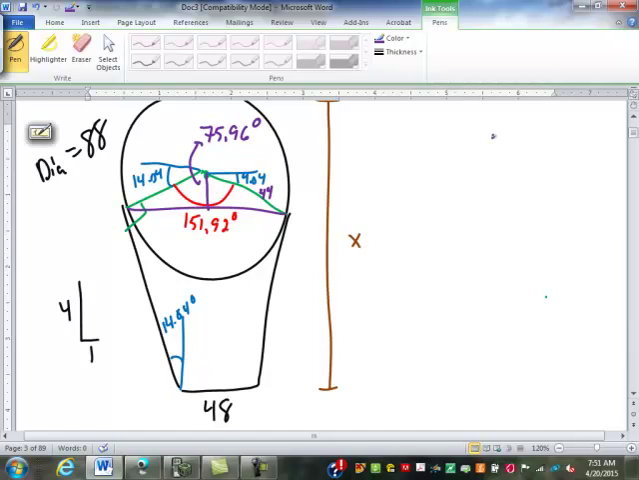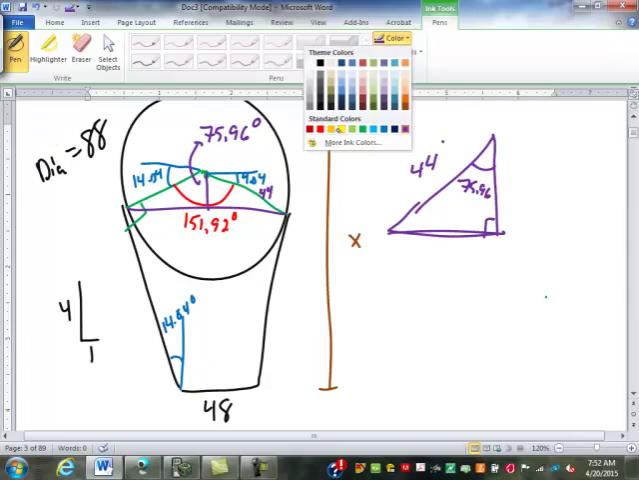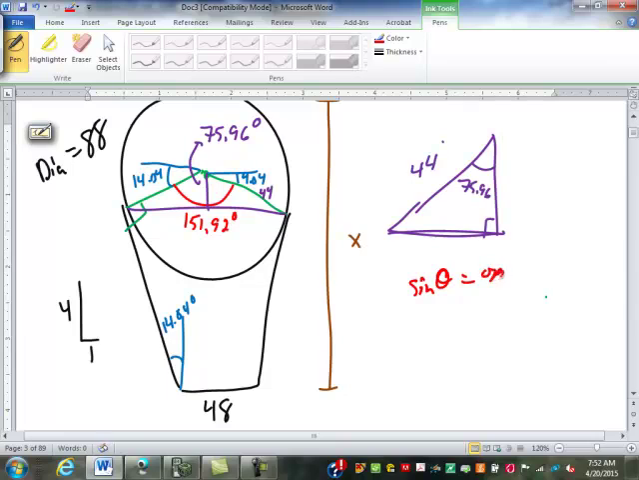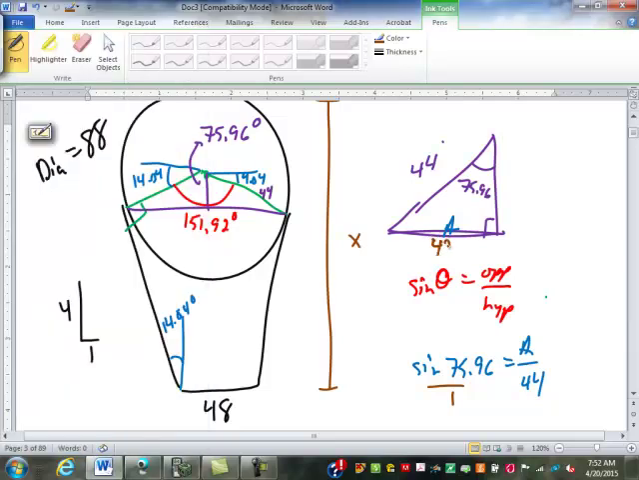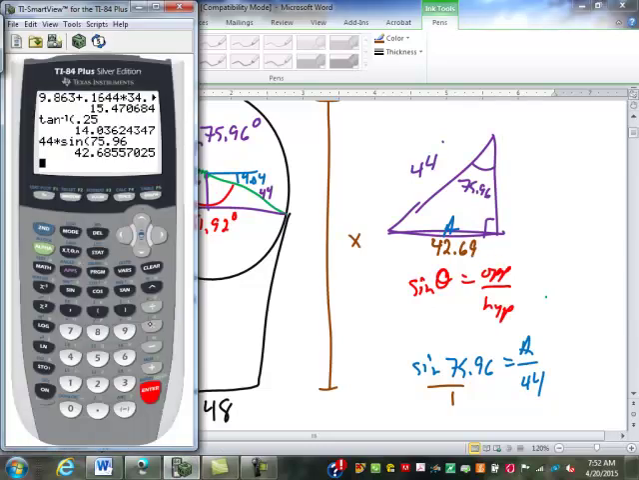So now, if we're using that, we got this triangle here, 75.96, and this is 44. And we're looking for this dimension here. So that's the opposite over hypotenuse. That's going to be a sine. So plugging in our information, sine of 75.96 equals, we'll call that A for now, A over 44. Cross multiply and divide. 44 times sine 75.96 is 42.69 it looks like. In fact, I'm just going to take that number and multiply it by 2. 85.37 is y.